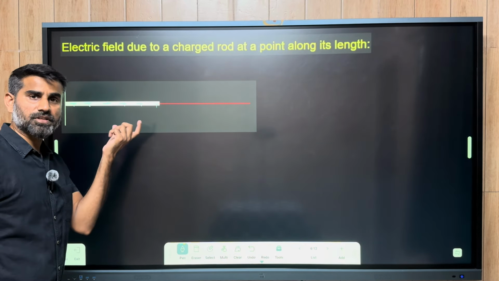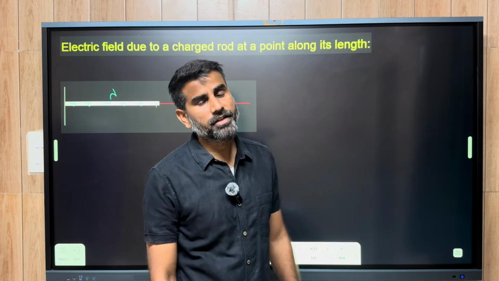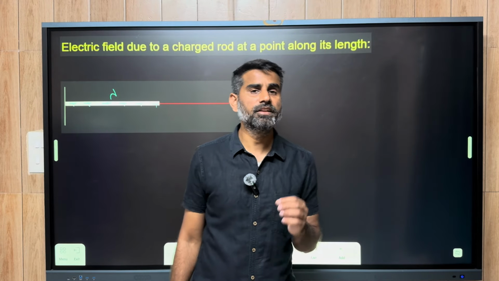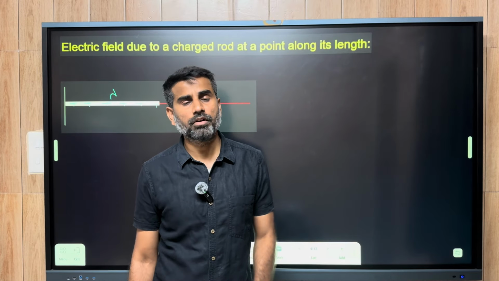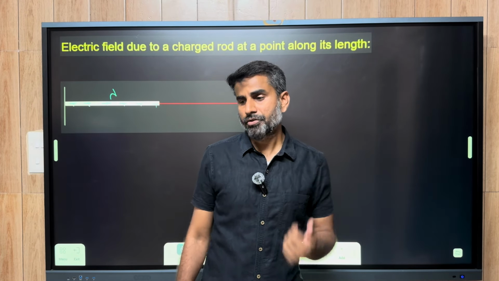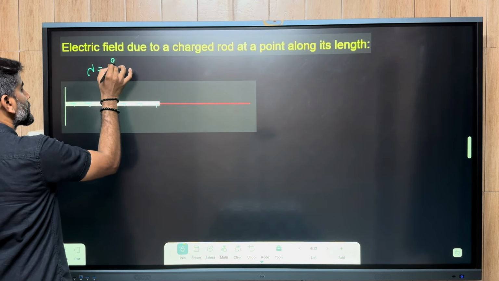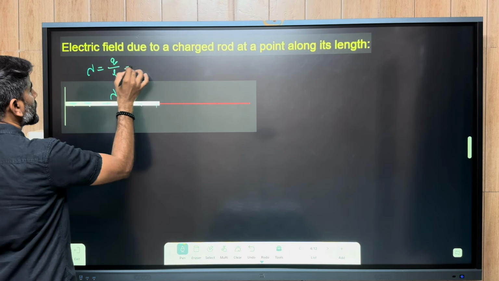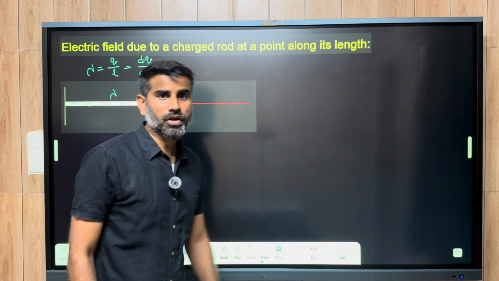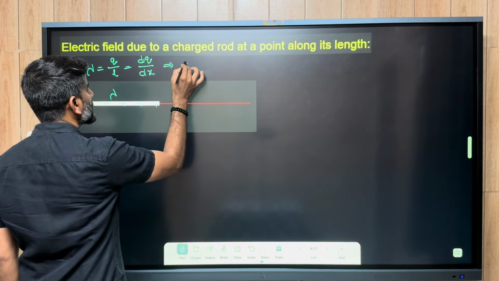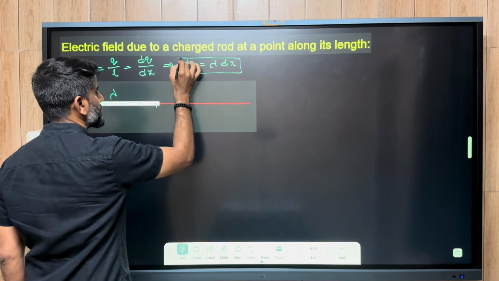Now this is a positively charged rod of linear charge density lambda. But here I'm going to recollect the definition that we have learned in the earlier lecture. Linear charge density is defined as charge distributed per unit length of the object. The formula is Q by L, charge per unit length. This can also be written as small elemental charge per small element of length, dq by dx. I'm rewriting this equation for dq: dq is equal to lambda dx, which we use in the further expressions.